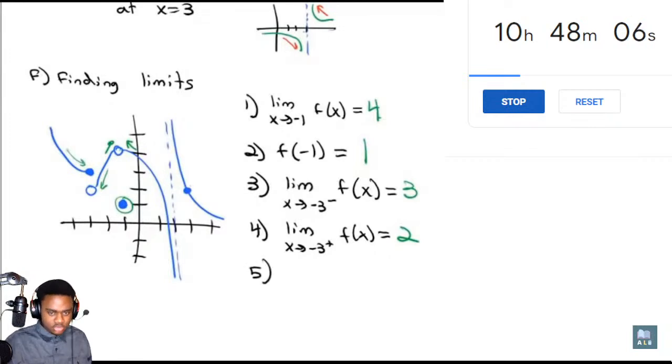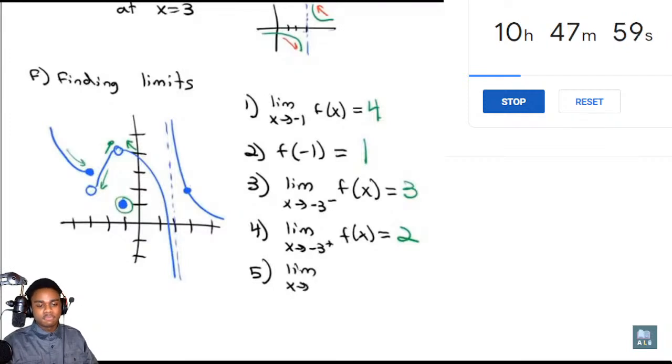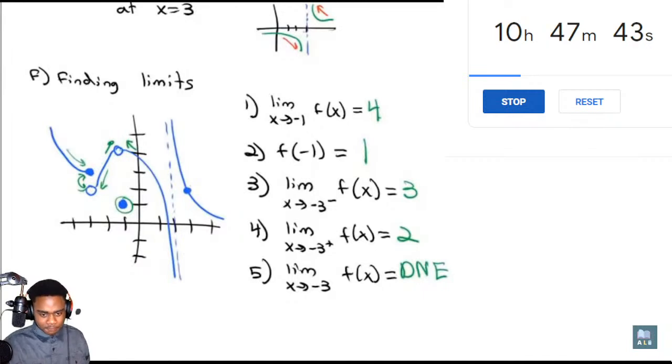Which means if I asked what the limit as x approaches negative 3 of f of x is, we can see already from the left and the right we're approaching 2 different values. They're not the same. Because they're not the same, this limit does not exist. They must be the same to exist.